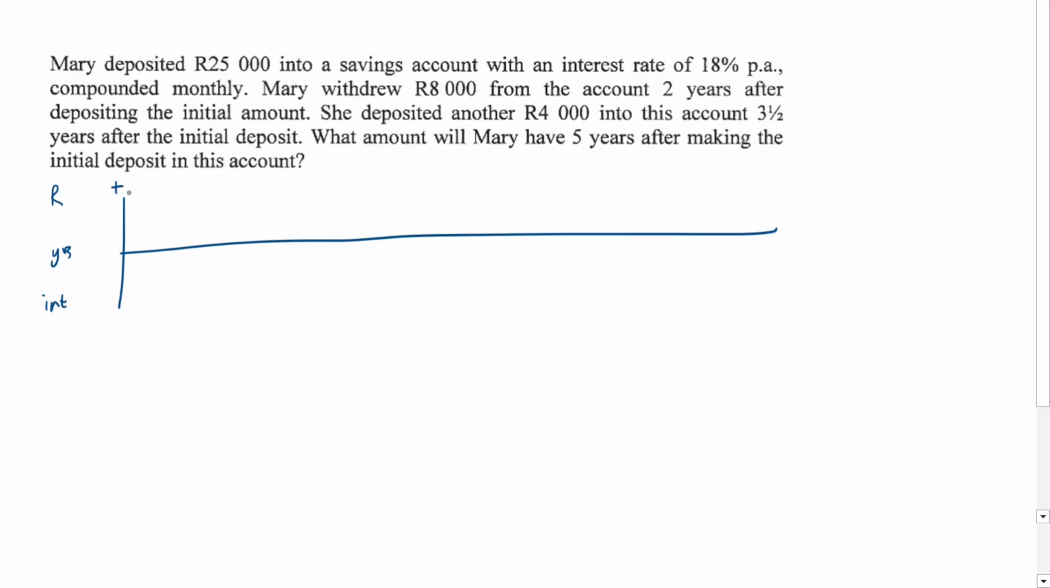Mary deposited, so she put in 25,000 Rand into a savings account at an interest rate of 18% per annum compounded monthly. I'll come back to it later. I just want to see how long that's for. She withdrew 8,000 Rand from the account 2 years after depositing. She deposited another 4,000 Rand into this account 3.5 years after that initial deposit. How much will she have in the account 5 years after making that initial deposit?